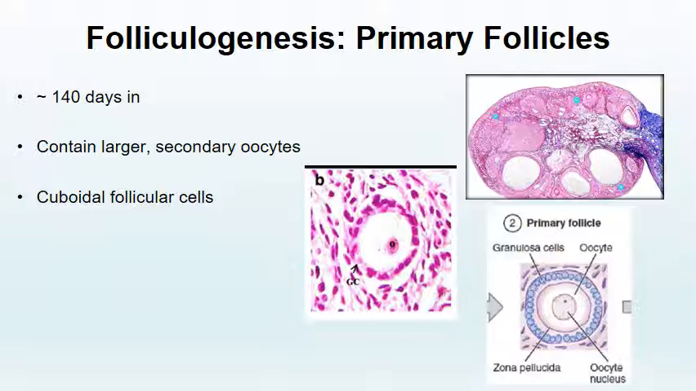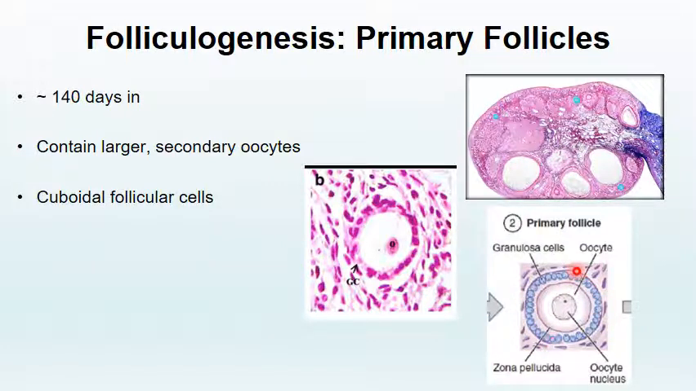So after we've recruited those 24-ish primordial follicles to begin the pathway to maturation, that starts almost 300 days before ovulation. 140 days into this process, we are now going to be at the point of primary follicles. So the oocyte has gotten larger, and we begin to see changes in the follicular cells. They go from squamous to cuboidal. So we can see here that they have changed.